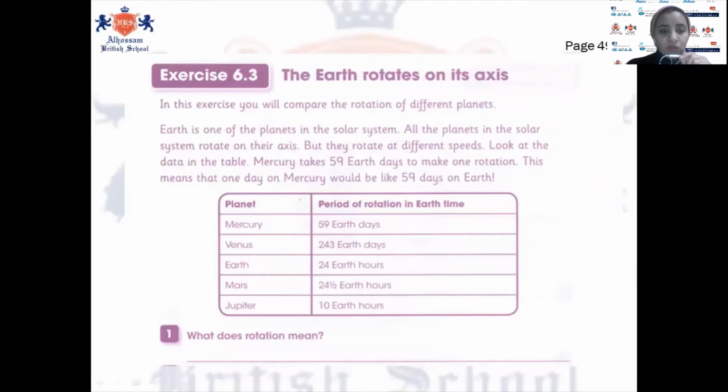So what does rotation mean? First we answer this. Movement of a planet on its axis, or spinning of a planet around its axis. Correct it in your book. Okay, next question.